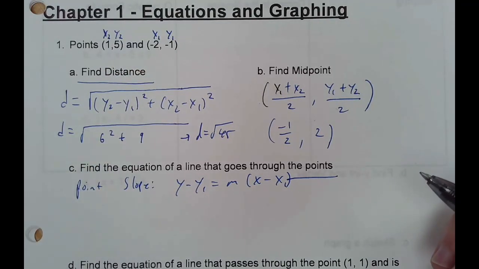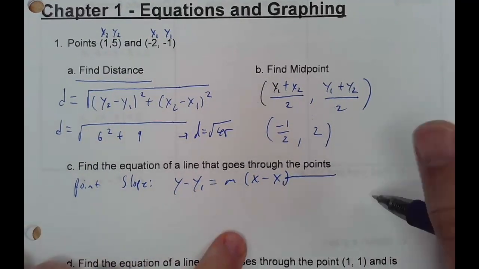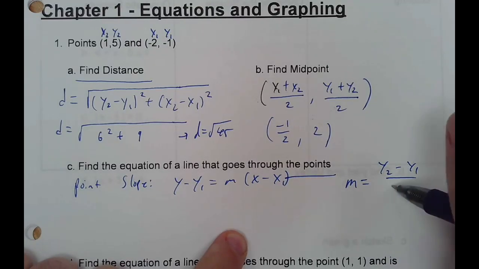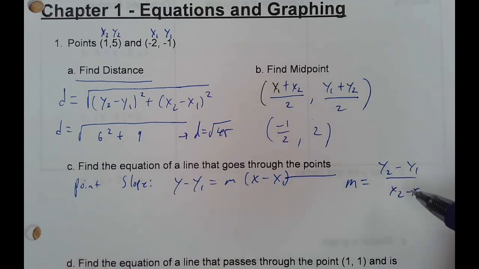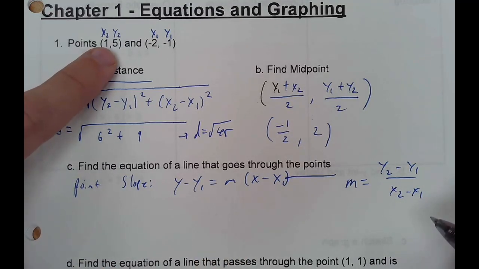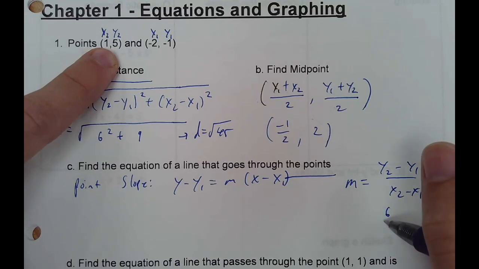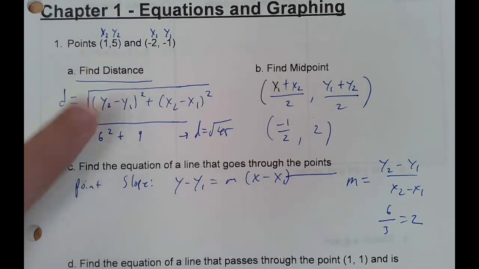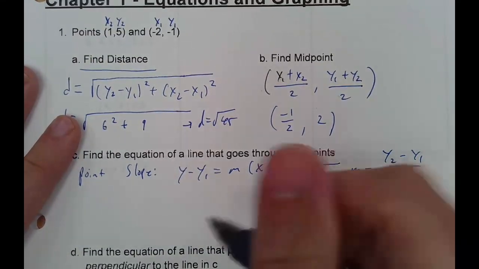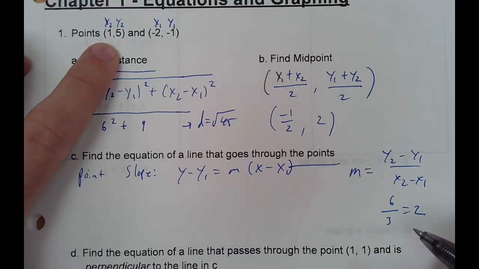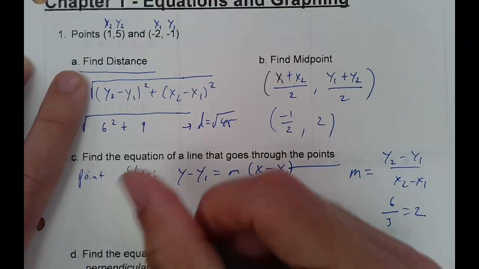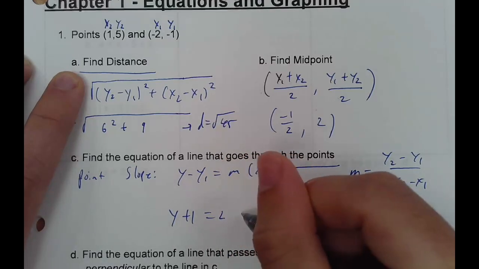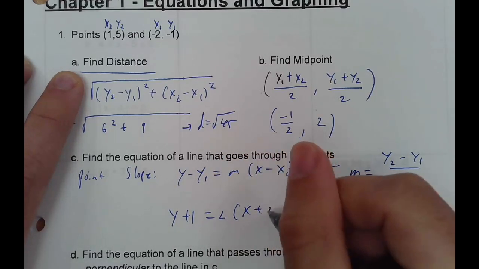You can use 1, 5 or negative 2, negative 1. And the m is the slope. So remember that slope is going to be rise over run, y2 minus y1 over x2 minus x1. So when we plug those in, we're going to get 6 over 3, which is 2. And so I can just choose either of those 2 points. I'll go ahead and just choose x1 and y1 here. So it'll be y plus 1 equals 2 times x plus 2. Okay?